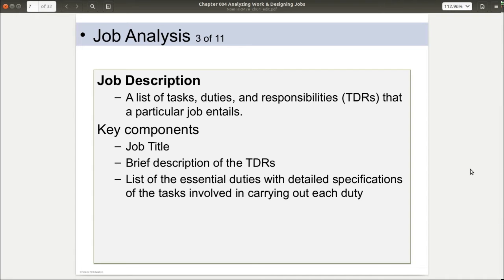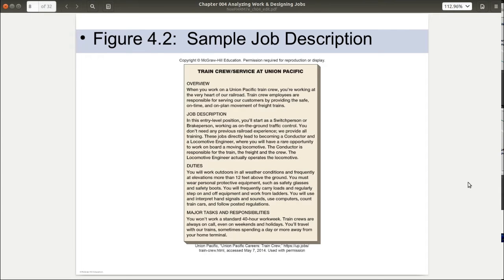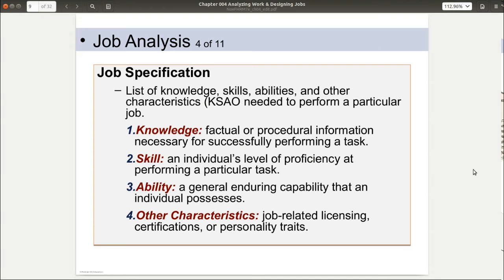You put together that analysis and you get the job description, which is going to have the title, a brief description as far as what are the tasks, duties, and responsibilities of that job, and then what are the essential duties that go along with that. This is an example of a job description for somebody who's working on a train for Union Pacific. You'll see that there's an overview, there's a description of what it is that the person will be doing, what are the duties that that person has to accomplish, and then the major tasks and responsibilities that go along with that. Typical of a sample job description.